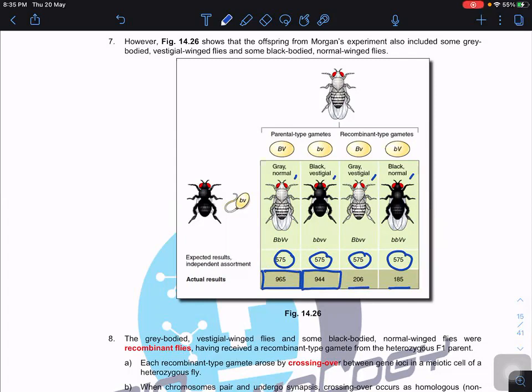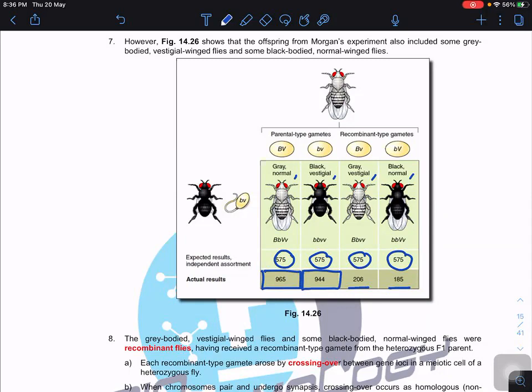Because if I follow exactly what Mendel has done, independent assortment has taken place, then I should get the result of 1 to 1 to 1 to 1. So Morgan figured out, is it possible that these 2 genes are located on the same chromosome? That means big A, big B are always together, and small a, small b are always together.